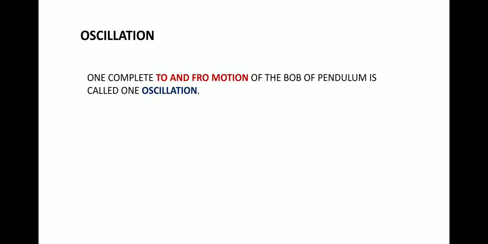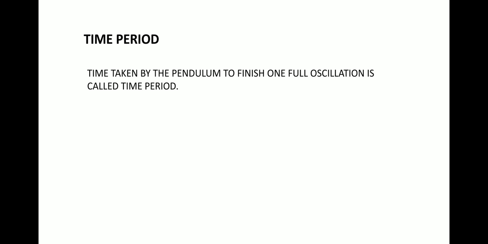Firstly, oscillation. One complete to and fro motion of the bob of the pendulum is called one oscillation. Time period: the time taken by the pendulum to finish one full oscillation is called the time period, and the time period is denoted by capital T. Since it is time, its unit is second, or simply we can write the symbol s.